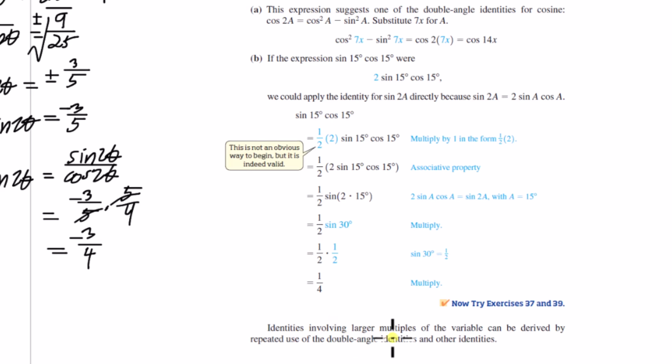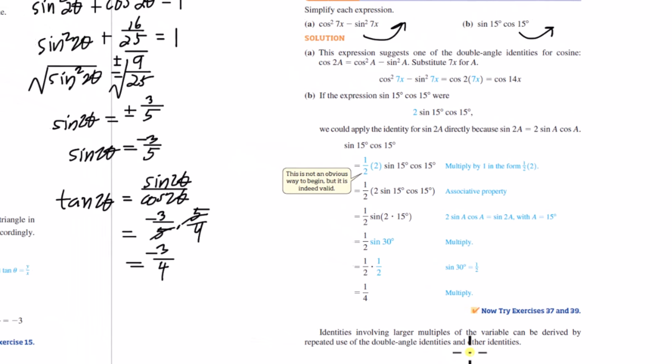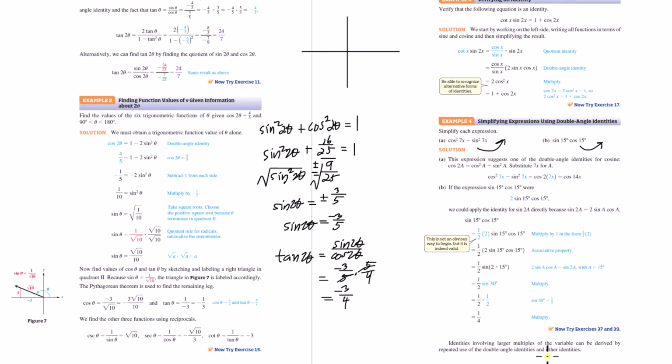Identities involving larger multiples of the variable can be derived by repeated use of the double angle identities and other identities. Yeah, so you could do those identities multiple times. They could be compounded.